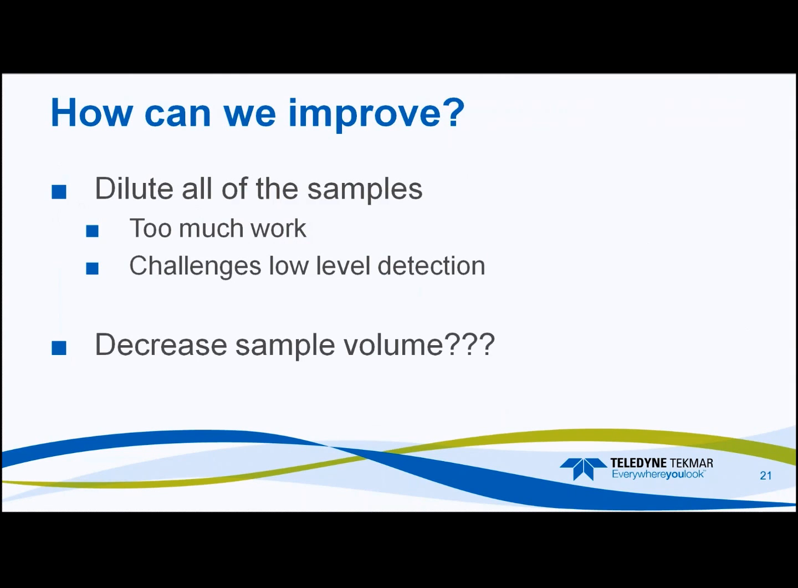So what can we do? What do we do to improve it? One of the things we could do with salt samples is dilute all of them. Problem is that's too much work. Now you're manually having to dilute all of those samples, and it's going to start to challenge the low-level detection limits that you have. So what about decreasing the sample volume? That's something that's easily done if you have an automated system that has a syringe. But in our case, we're running a half mil sample loop.